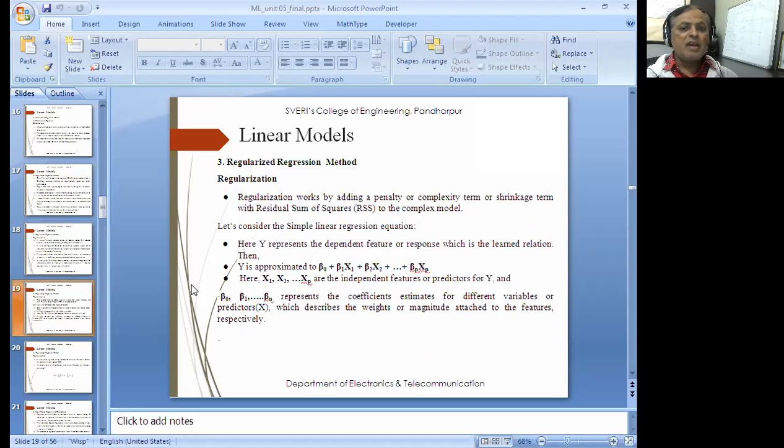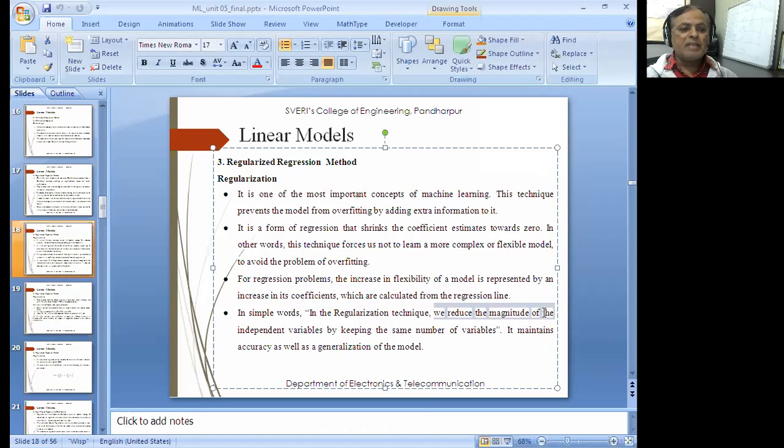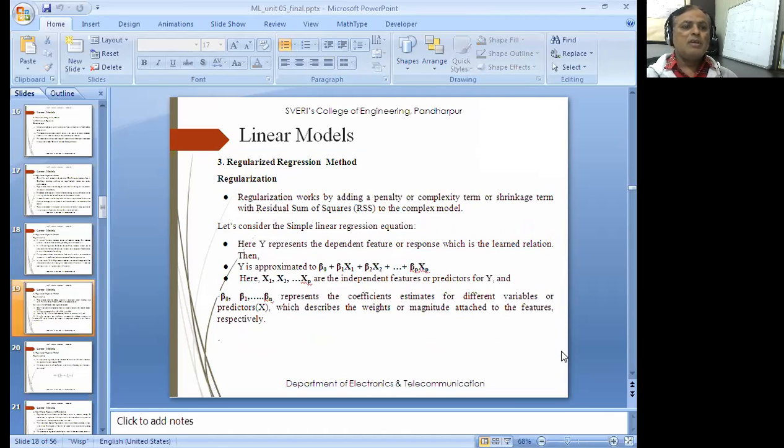Then we have seen how this reducing of the magnitude takes place. See, here there is one line: we reduce the magnitude of the independent variables by keeping the same number of variables. So how does it do that? It can be done with the help of a method called a complexity term or a shrinkage term, which is added to the residual sum of squares, that is RSS, of the complex model.